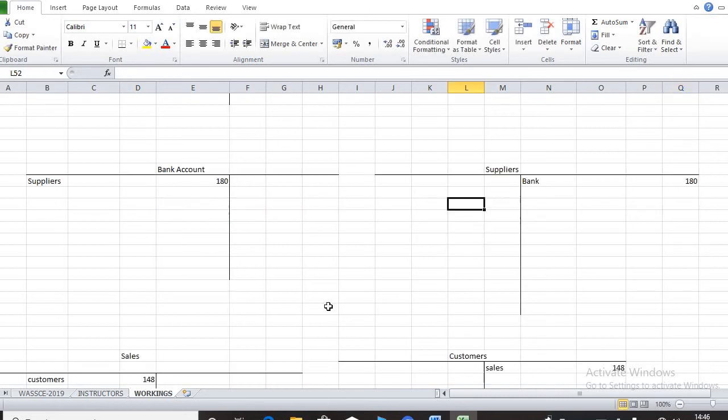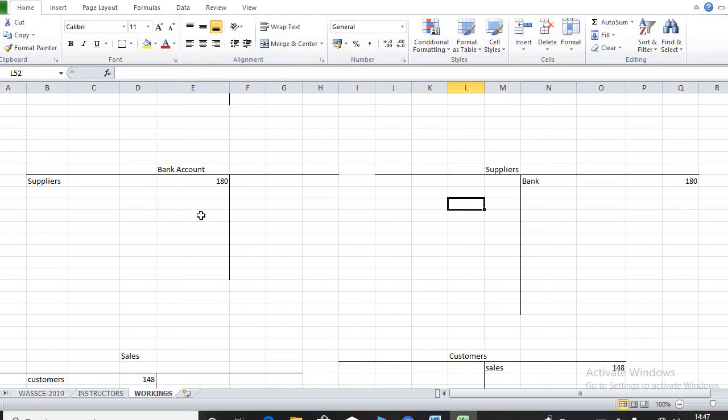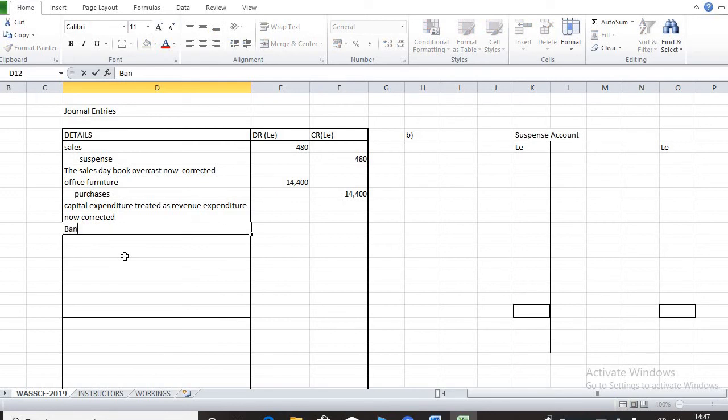So when you are done with the rectification, you have to post it from there to the journal entry. In writing up the journal entry, I said the account debited should be written first. So which account was debited? Let's check once again. Yeah, the bank account was debited, so bank account with the amount of 180. And then the one credited was the supplier's account, which has to do with 180.